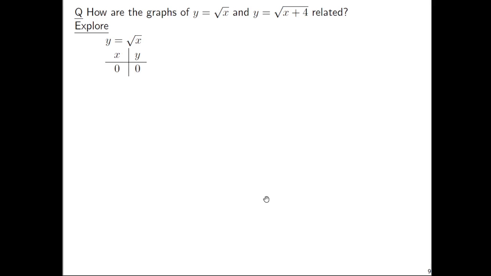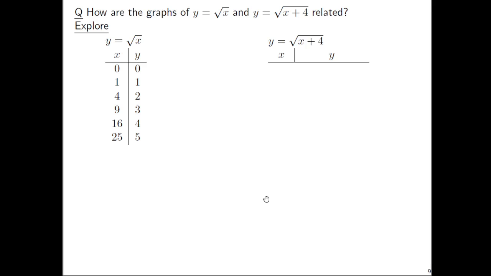So plug in 0, root 0 is 0, plug in 1, root 1 is 1, plug in 4, root 4 is 2, plug in 9 for x, and then root 9 is 3, root 16 is 4, root 25 is 5. Now, for y equals root x plus 4, it will help to pick x more carefully.